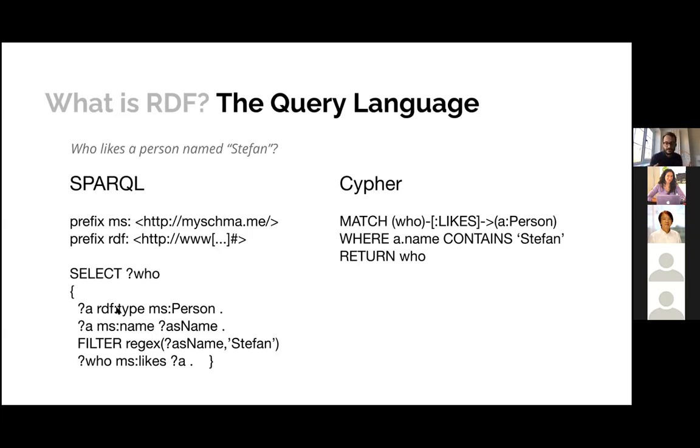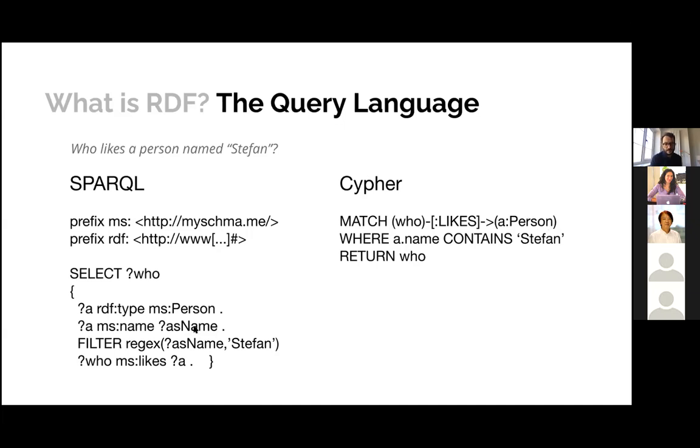So the way you would say that someone is a person and that someone likes someone whose name is Stefan is in a number of statements, in a number of triples. So we have here a, which is a variable. It's an alias, which would be the equivalent of the alias that we're using in Cypher. So we say that the type of this node is a person, right? Same as we're doing here.